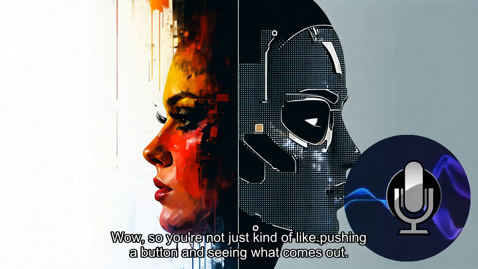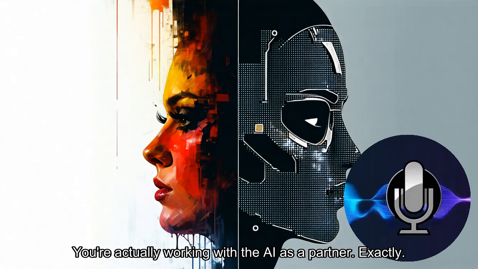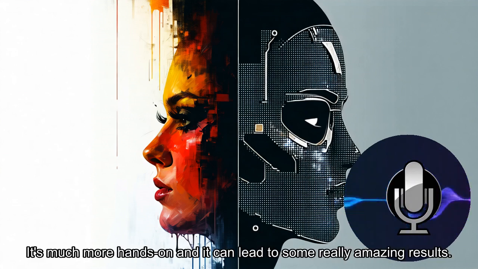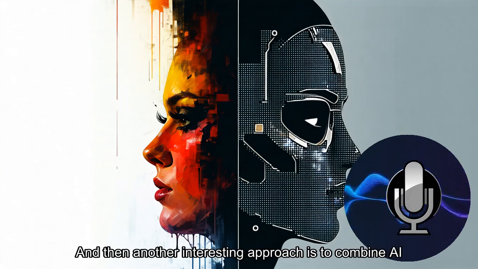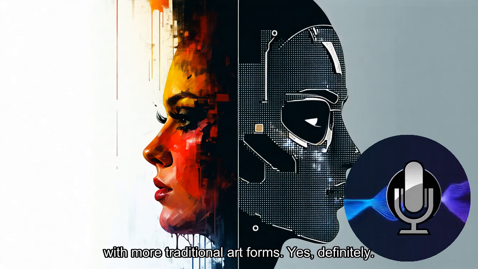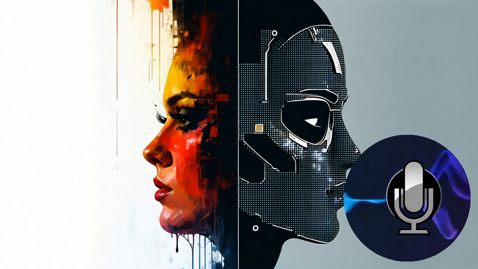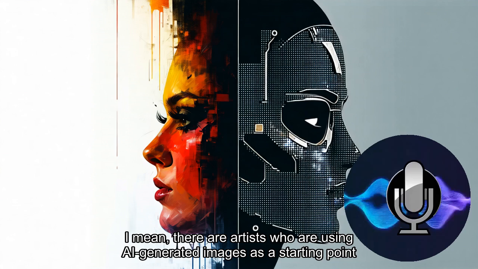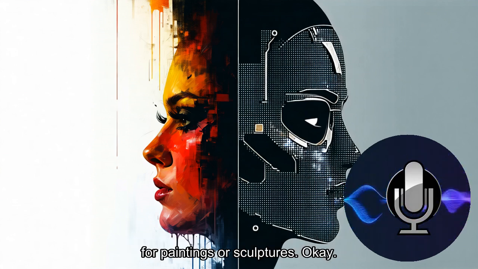Wow. So you're not just pushing a button and seeing what comes out. You're actually working with the AI as a partner. Exactly. It's much more hands-on, and it can lead to some really amazing results. And then another interesting approach is to combine AI with more traditional art forms. Yes, definitely. I mean, there are artists who are using AI-generated images as a starting point for paintings or sculptures.